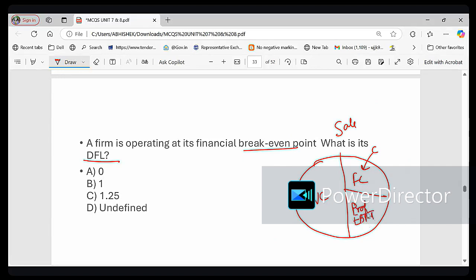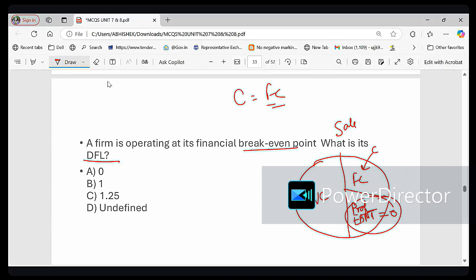You know what happened in the case of break-even? Break-even means you have no profit. Your profit is zero, right? Since your profit is zero, that means EBIT is equal to zero, right? So in that case, what will happen? Your contribution will be equal to fixed cost, right? So EBIT will be zero, the company operating profit.